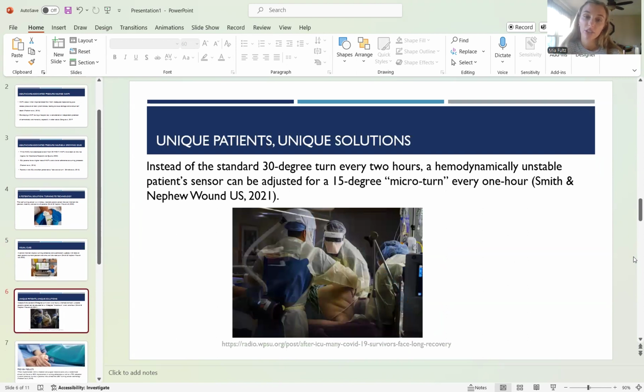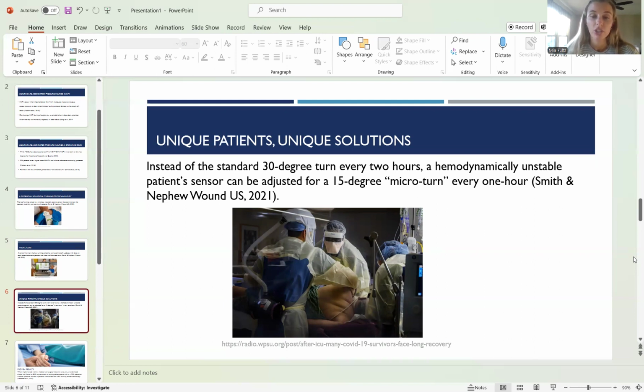So ICU patients definitely have unique needs. A lot of people can't tolerate the 30-degree turn, or maybe we are too intimidated to turn that patient. We don't think it's worth the risk of throwing them off hemodynamically. So the leaf turning sensor can adjust to this. You can go into the software and adjust the turning time in between the interval, and you can also adjust the degree. Research has shown that you need to offload the patient for 15 minutes every 2 hours, but you can also do these 15-degree microturns every 1 hour. And this also increases mobility and prevents skin breakdown. So each patient, depending on what they need, the software can adjust for that.